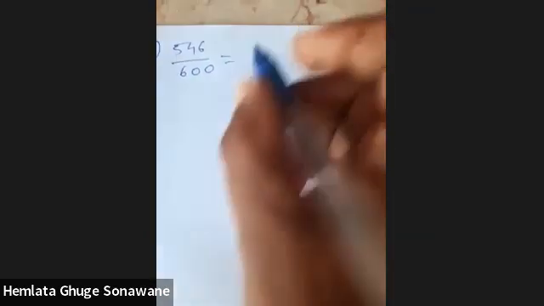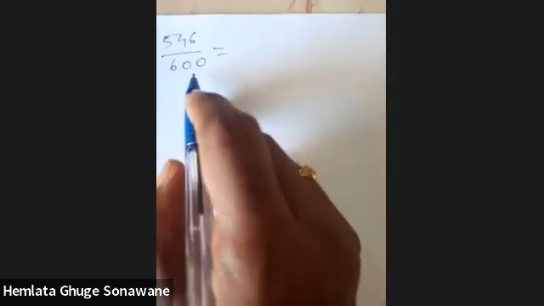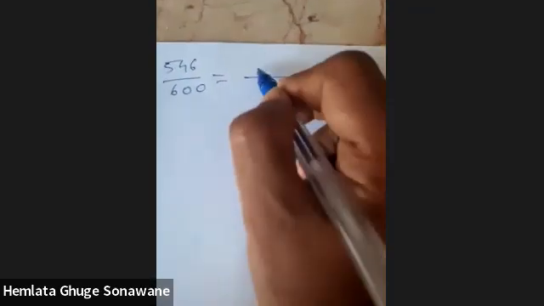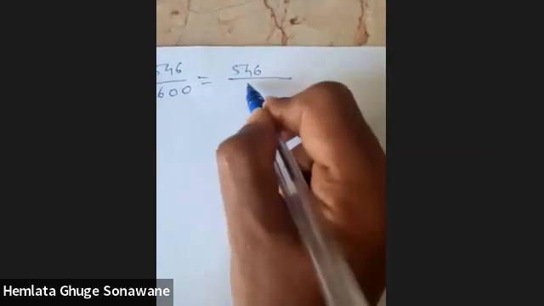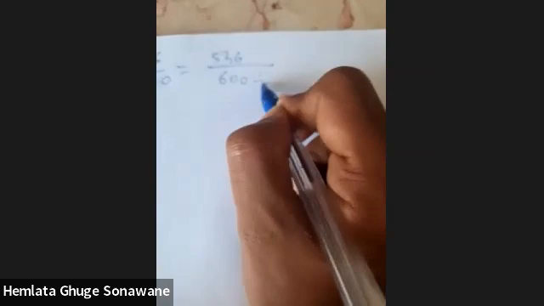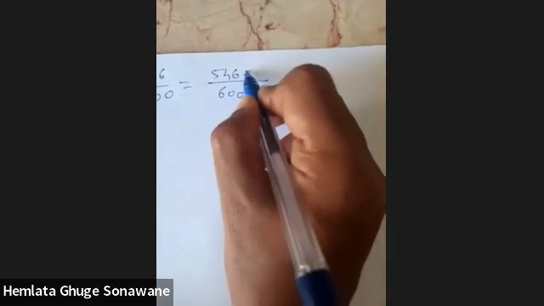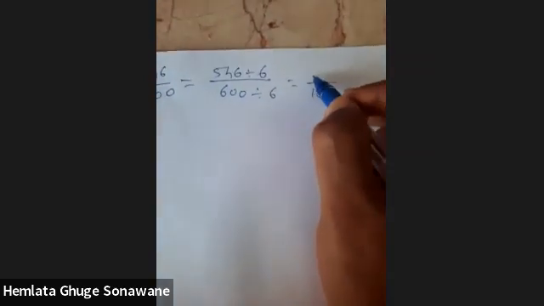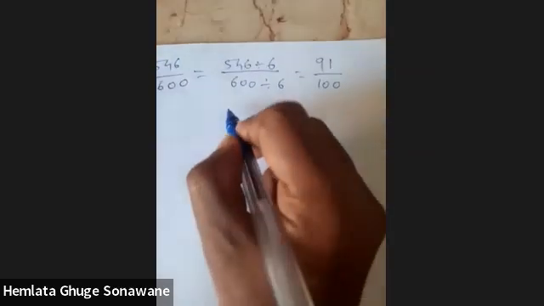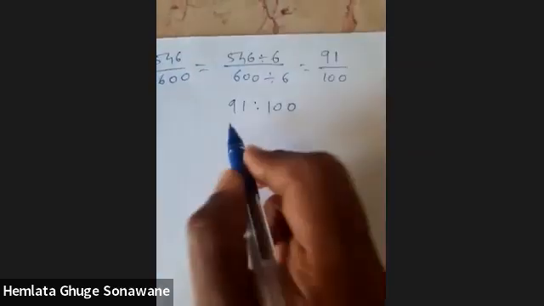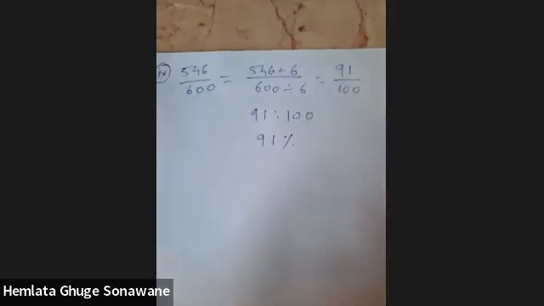Fourth example of question number 5, that is 546 upon 600. Now here we have to convert this 600 into 100. So we'll divide here instead of multiply. So we'll divide 600 by 6. So we'll get 100 here. We'll divide 546 by 6. So it becomes 91. That is 91 as to 100. Or we can say that 91%.